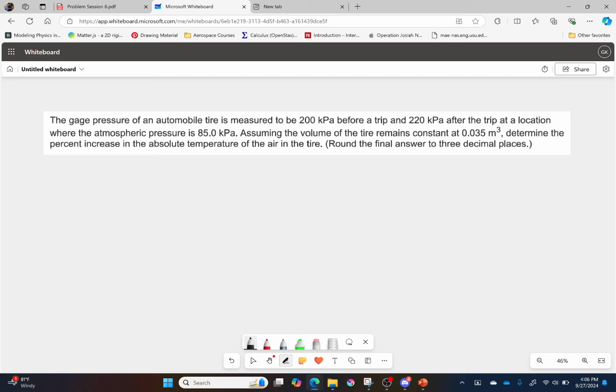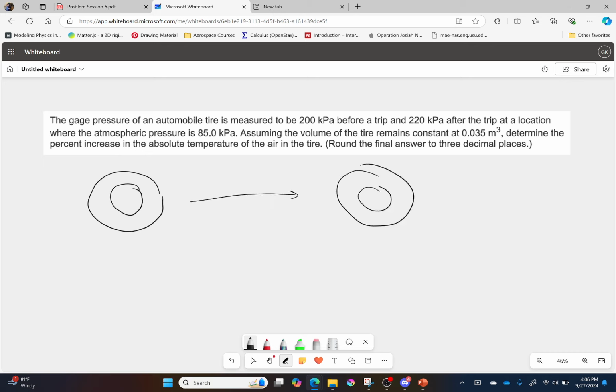Onward to more problems. We can do this. So, what do I have here? Well, for this one, I'm going to need a picture. We've got an automobile tire. Oh my goodness, look at this beautiful artwork. I'll draw it in two places because it's going to be changing.